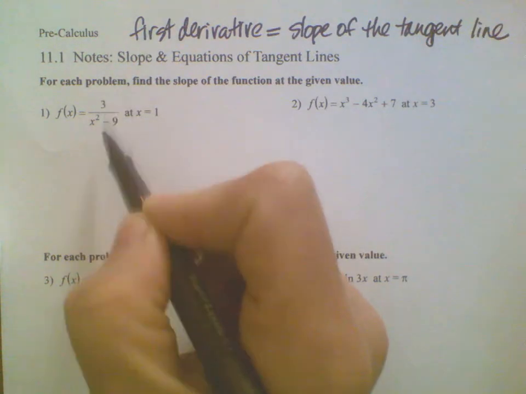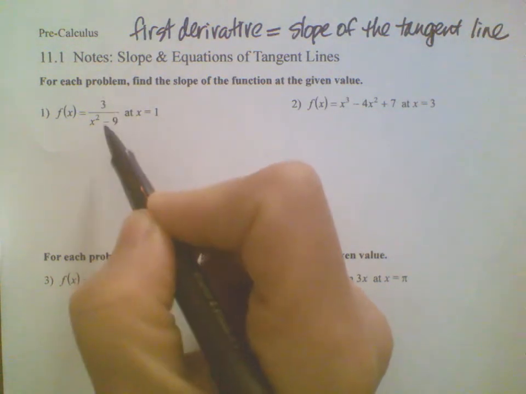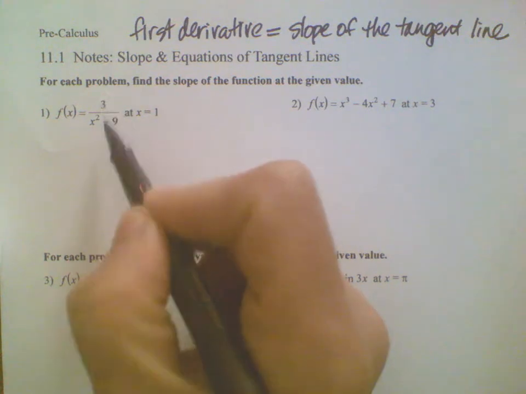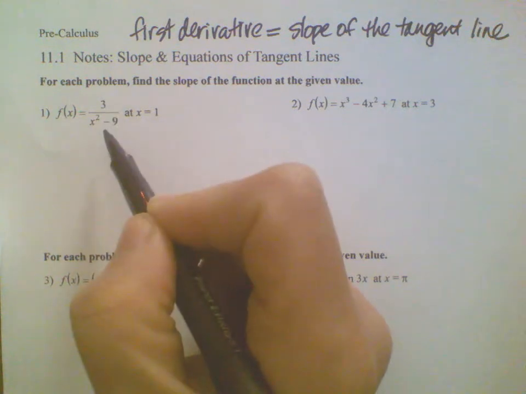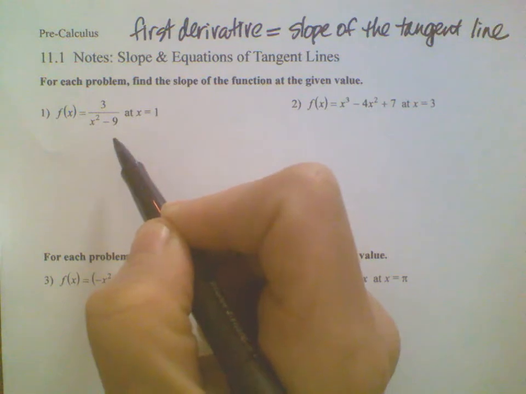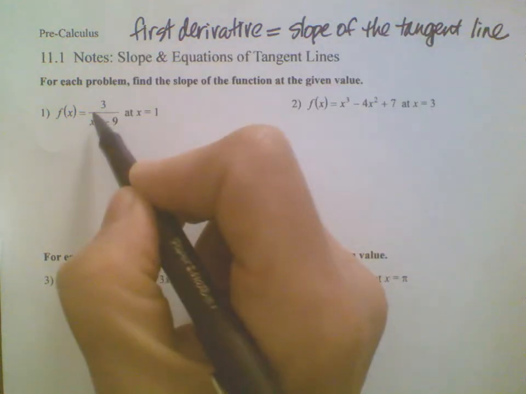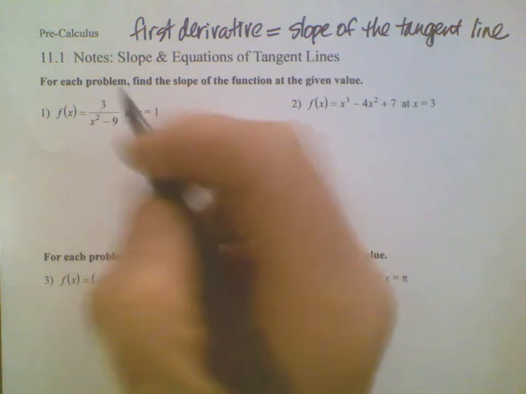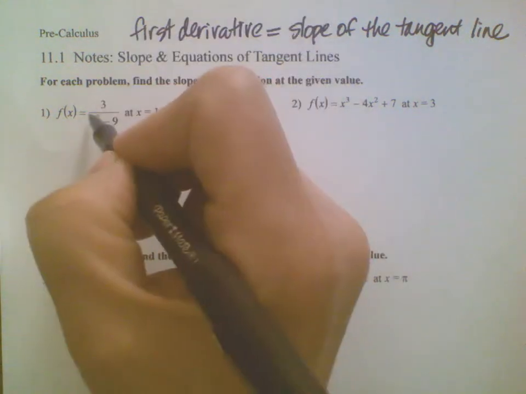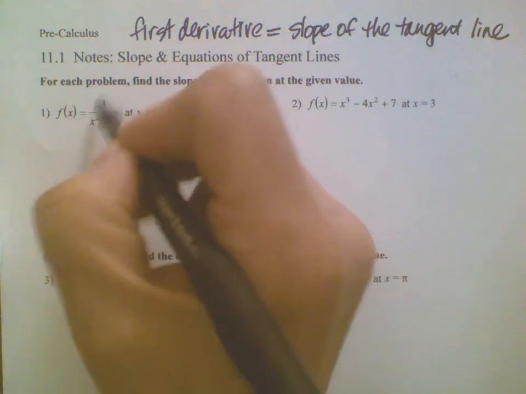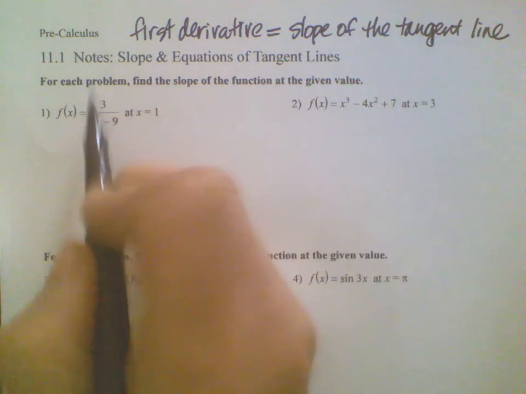When you look at this function, it looks like it is a quotient. It's a rational function. But it can also be written as a function with a power. And this is an option that's out there. I just want to show this to you. If you feel like, no, I really like doing the quotient rule to find my derivative, that's great. You can go ahead and do that. But this is an option that's out there as long as the number on top is just a constant.